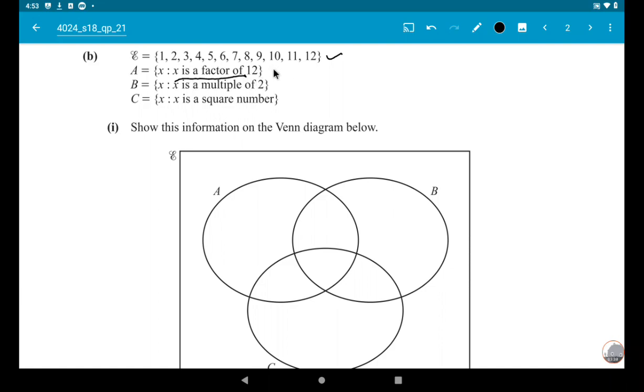So what should we write? Factors. 1 is a factor, 2, 3, 4, 6, and 12 is also a factor.